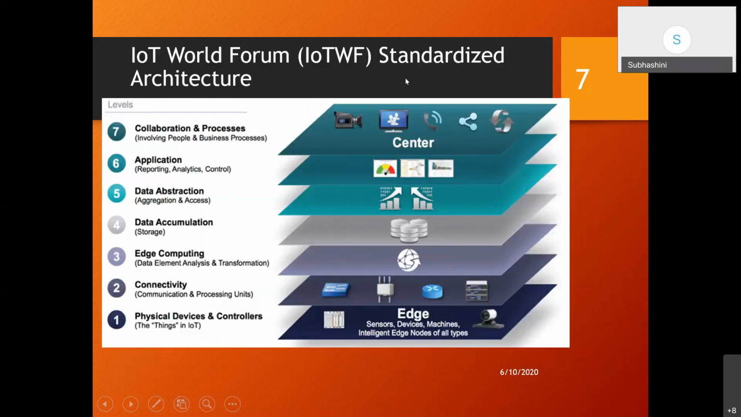Now, moving on to the next type of architecture, which is the World Forum architecture. It gave a much clearer classification of the different layers. Unlike the OSI reference model, this also has 7 layers. The bottom layer operates at the hardware, basically the physical devices and the controllers, which are microcontrollers. Next you have connectivity, edge computing, data accumulation, abstraction, application, collaboration, and process. So process and collaboration come at the high end. Let's see the features of these layers.